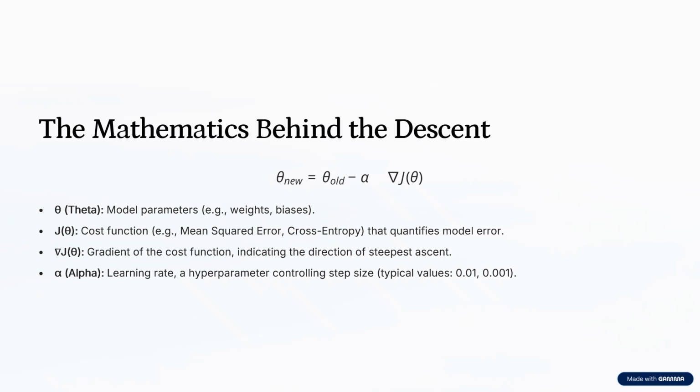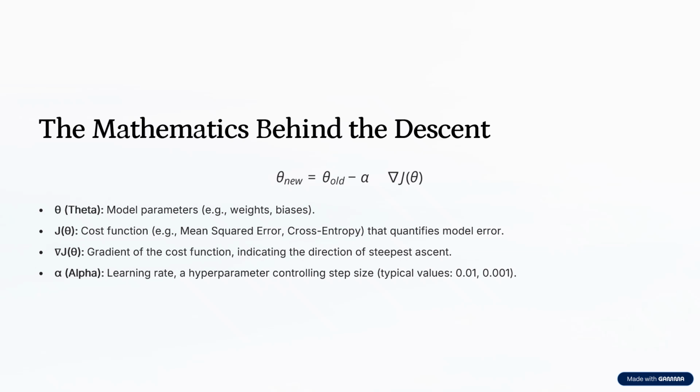The mathematics behind the descent. Theta new is equal to theta old minus alpha times the gradient of J of theta. Theta represents the model parameters, for example, the weights and biases of the model.